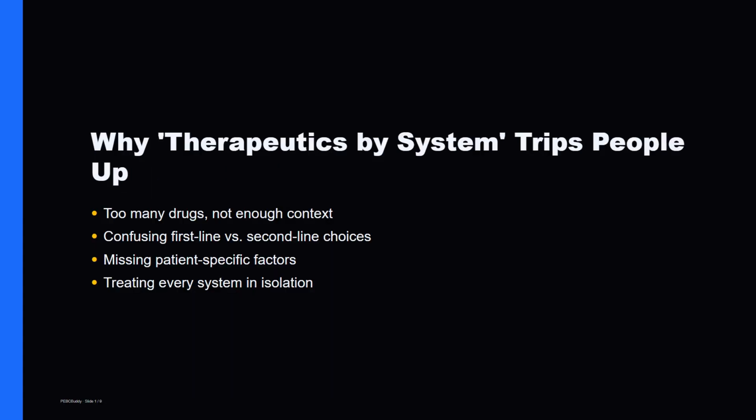Here's the honest truth. Most people study therapeutics by making giant drug lists, and then the question gives them a 60-year-old with diabetes, heart failure, and chronic kidney disease, and suddenly the obvious drug is completely contraindicated. The exam tests clinical reasoning, not rote recall. So before we dive into any specific system, burn this into your brain. Every therapeutics answer lives at the intersection of the right drug, the right patient, and the right clinical context. Once you start filtering your knowledge that way, the questions get a lot easier.